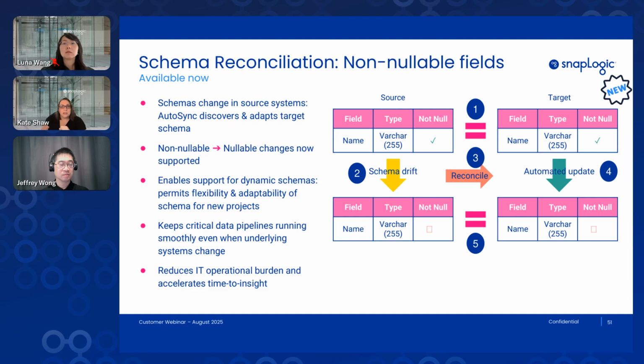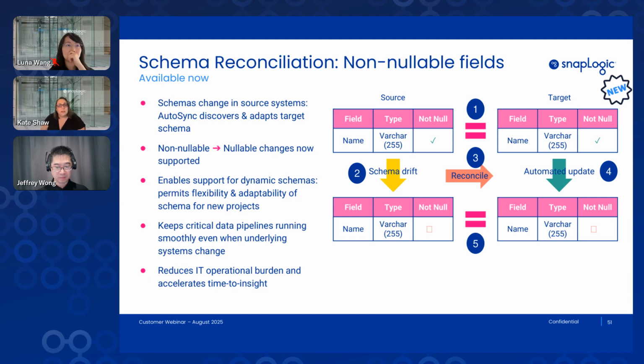So one of the challenges with changing schemas is you sometimes need to change schemas in order to adapt to new IT initiatives or because your business needs change over time. One of those changes is having a field that is required, not nullable. You can see in this column under the source, we've got a name field that's a varchar of 255 characters, and it is not nullable. It is a required field.